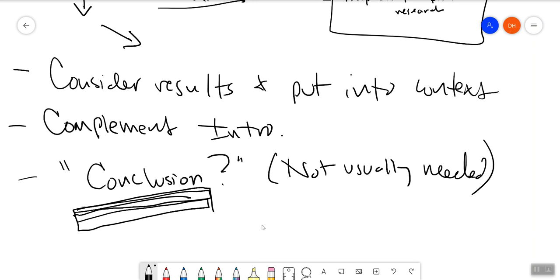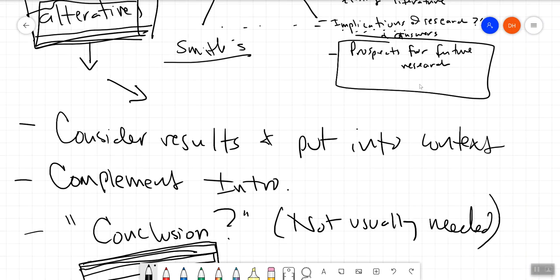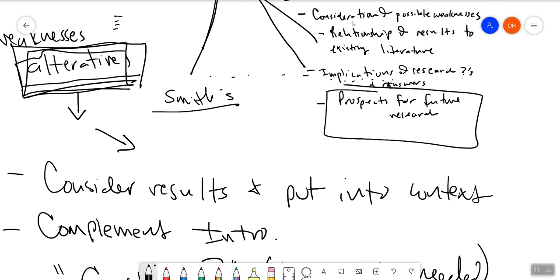Okay, it's not usually very long, but it wants to open avenues to other research. It wants to clearly mark out possible weaknesses, compare and contrast your results to the existing literature, and then suggest implications. Okay.